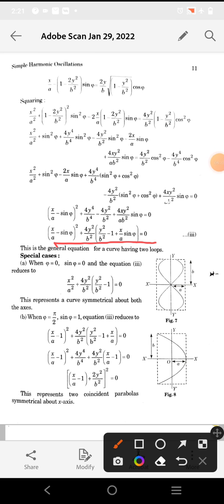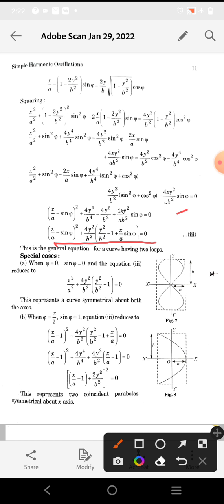After all our simplification, we get our third equation: x by a minus sin pi whole square plus 4y square by b square into y square by b square minus 1 plus x by a into sin pi, bracket closed, is equal to 0. This is the general equation for the curve having two loops.